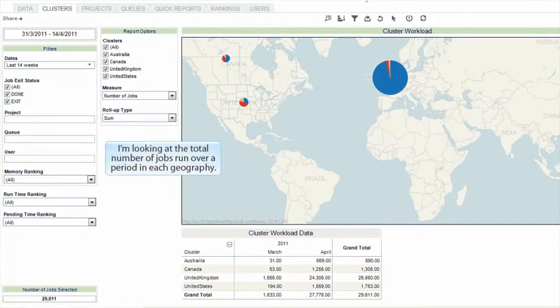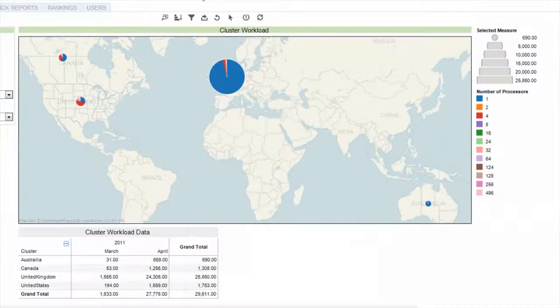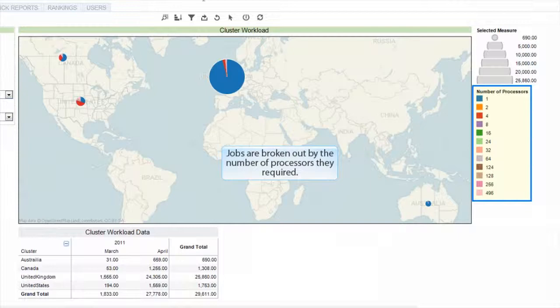In this view, I'm looking at the total number of jobs run over a period in each geography. The larger the circle, the more total jobs were run. The jobs are broken out by the number of processors that they required. In the UK and Australia, most jobs run on a single processor shown in blue, whereas in North America, many jobs are parallel, running on 4 or more CPUs.